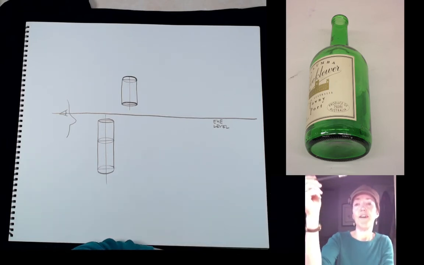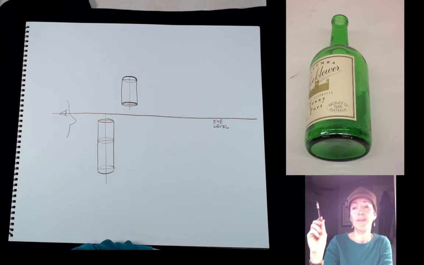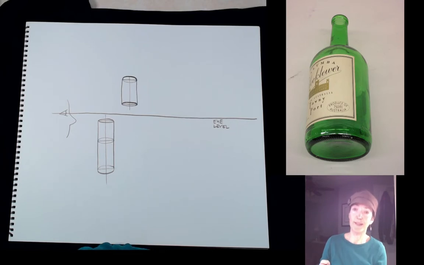And as we get farther and farther from our eye level, those ellipses need to get rounder and rounder. So in this case, the very roundest ellipse would be the mouth of the bottle because it's farthest from the viewer's eye level.